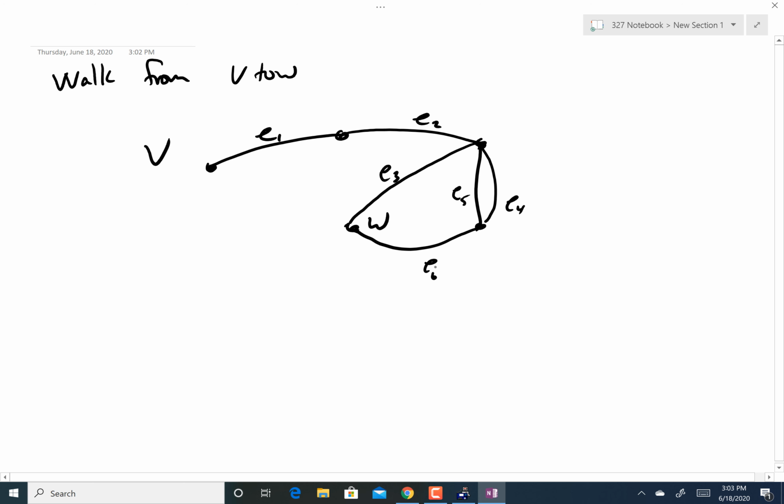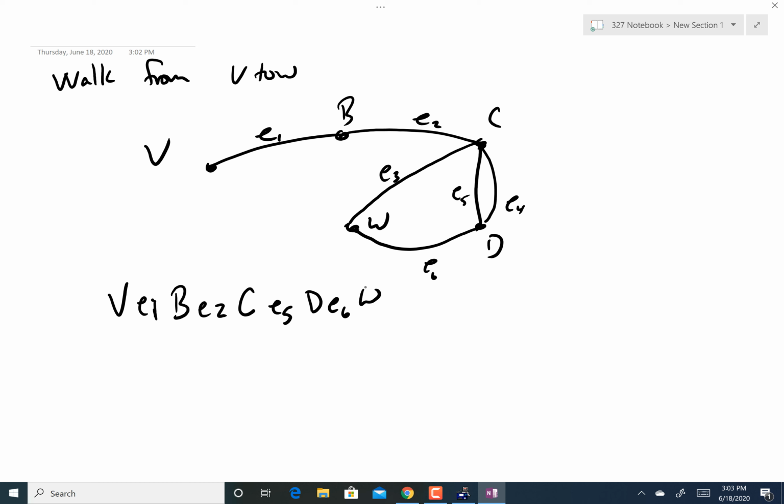Cool. And so this is B, C, D, or what have you. So if I wanted to go, I would go V. Your book writes it like this: E1, B, E2, C. And then you can go crazy. I want to go E5, D, E6, W. That would be a walk. It'd be a trivial walk if you just started at V and ended at V, and it was just a single vertex. That's kind of weird, and that's interesting.